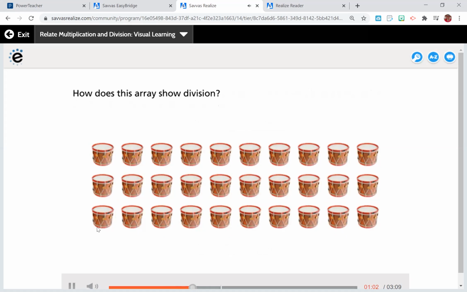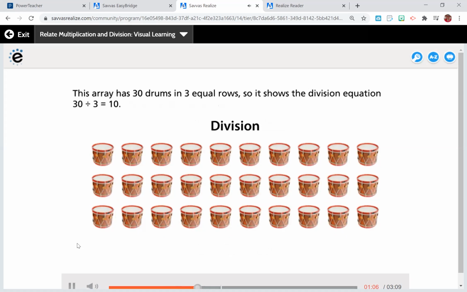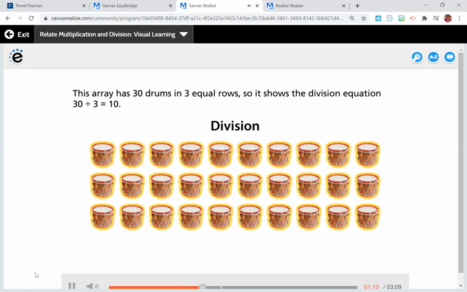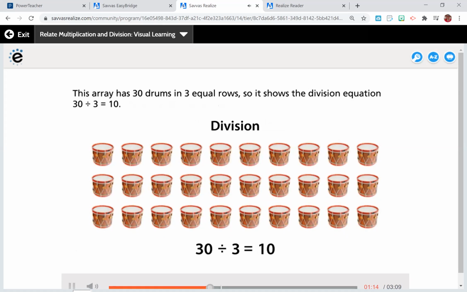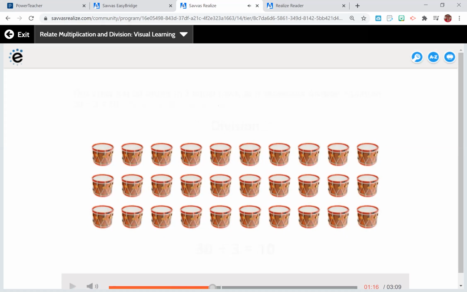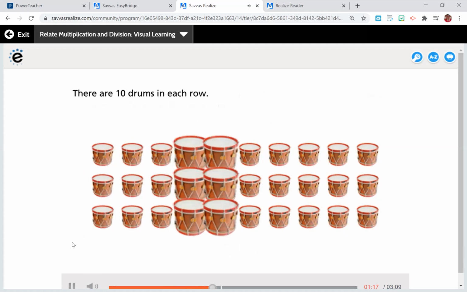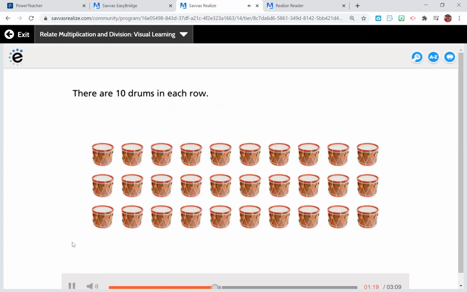How does this array show division? This array has 30 drums in 3 equal rows. So it shows the division equation 30 divided by 3 equals 10. The total divided by 3 rows equals 10 in each row. There are 10 drums in each row. What other multiplication and division sentences could you write based on arrays?